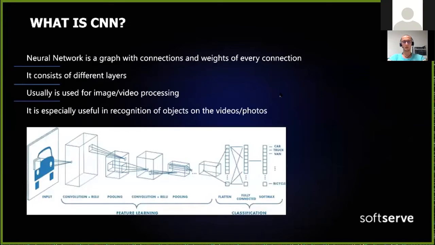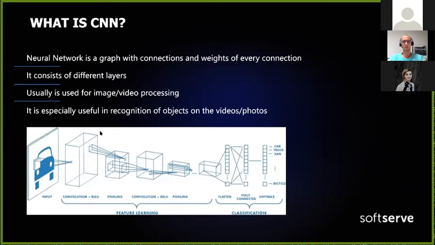Now, what is CNN? CNN stands for convolutional neural networks. A neural network is a graph with connections and weights on every connection. It consists of a lot of layers. You can see in the picture below that layers can be some operations: convolution, ReLU, pooling, or normalization, batch normalization, instance normalization, or something else.